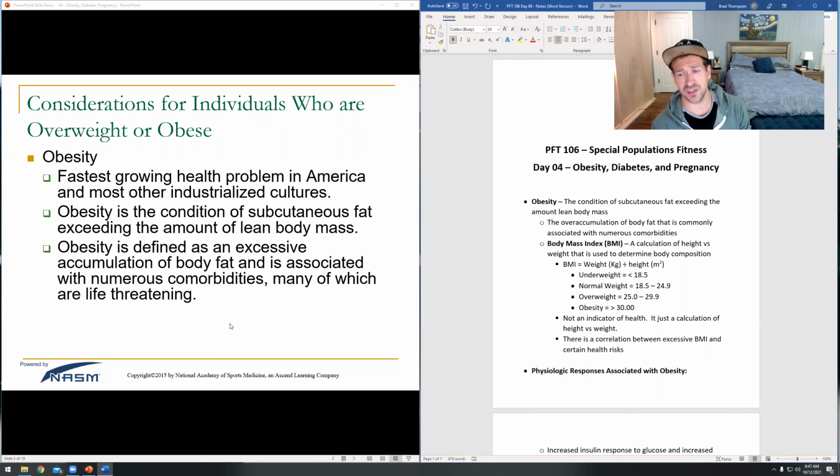So when we are considering what obesity is, it is defined as a condition where the subcutaneous fat exceeds the amount of lean body mass. I don't really love that definition personally, but it's the over-accumulation of body fat. And here's the thing about body fat: it is something that your body naturally develops. Your body is designed to develop and store adipose tissue, that's part of what it does. But we see this over-accumulation of body fat start to behave in really strange ways, which is why it's so dangerous.